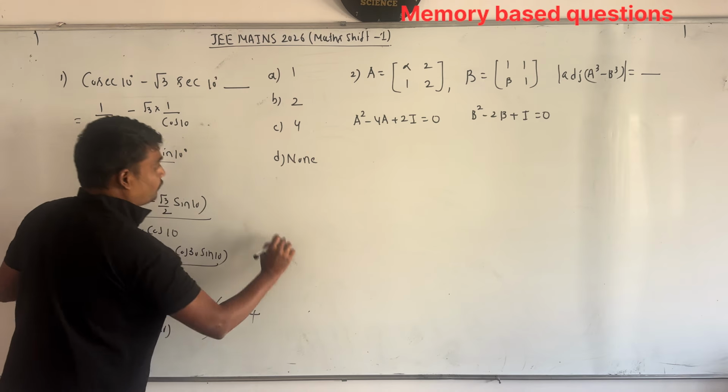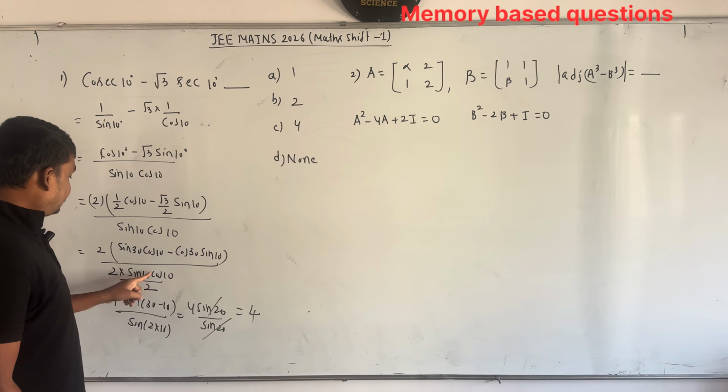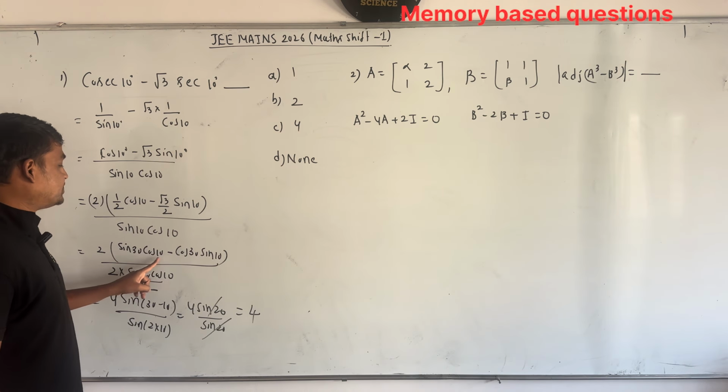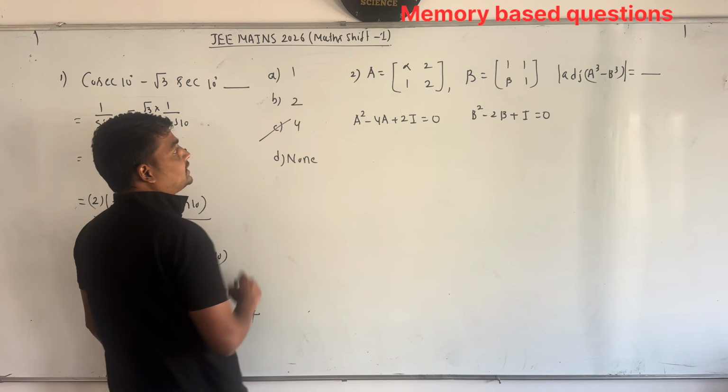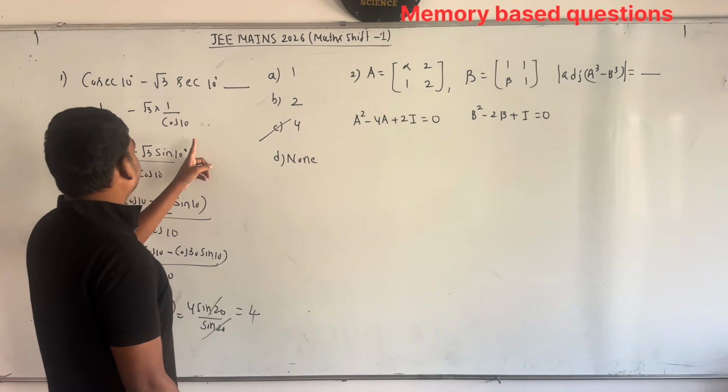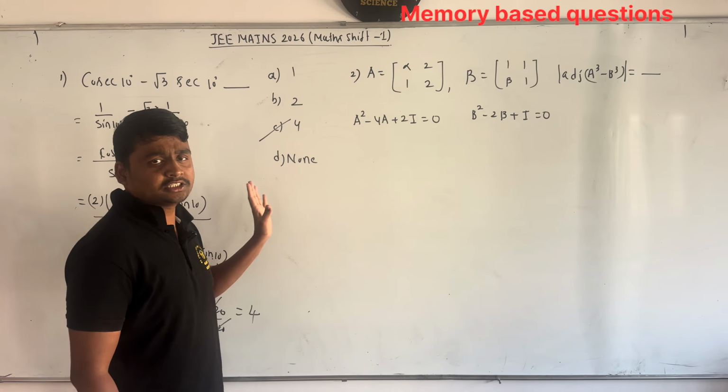What is the value you got? 4 we got, because 2 sin theta cos theta is sin 2 theta, and sin a cos b minus cos a sin b is sin a minus b. Finally we got the answer 4. Option C is the correct answer for this question. So this is a simple question, easy to solve.